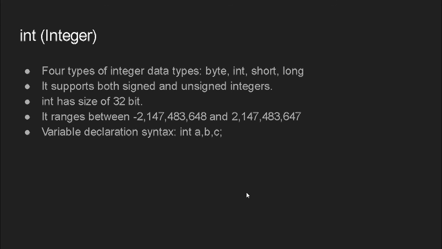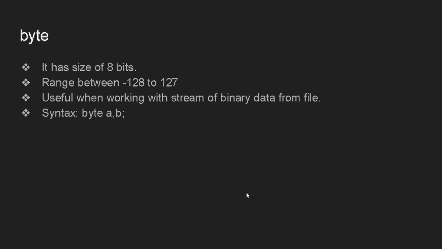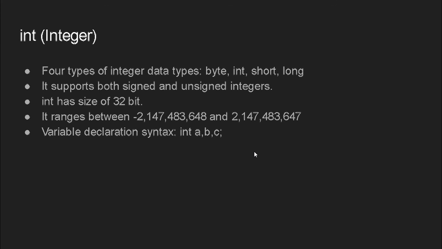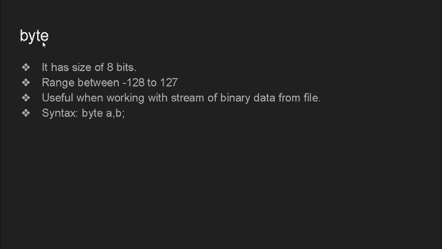Okay, so the next data type is going to be byte. Now int has the size of 32 bits, while this byte has the size of 8 bits. So it has the smallest range, and it has the lowest width also. It has 8 bits, which means exactly 1 byte. Size is also 1 byte only.